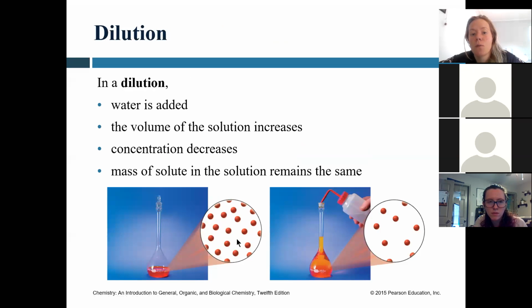So in a dilution, water is added, the volume of the solution will increase, the concentration will decrease. So volume and concentration will be inversely related here. It means as one goes up, the other goes down. Mass of the solute in the solution will remain the same. So the amount of orange juice concentrate doesn't actually change, we just dilute it. It's just being distributed out through a larger volume.